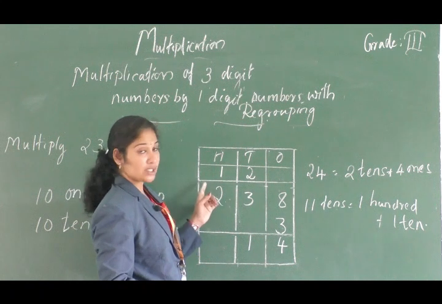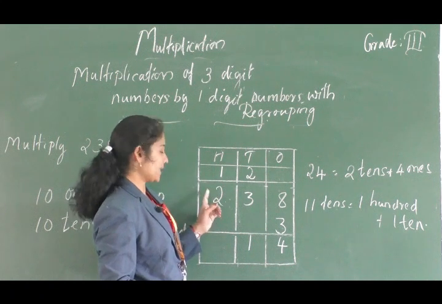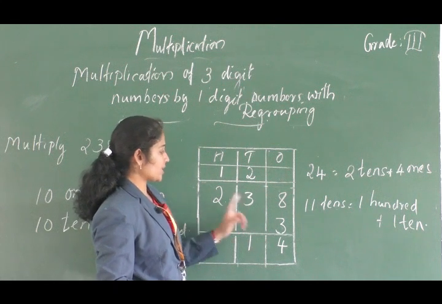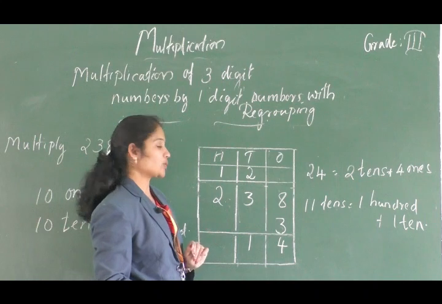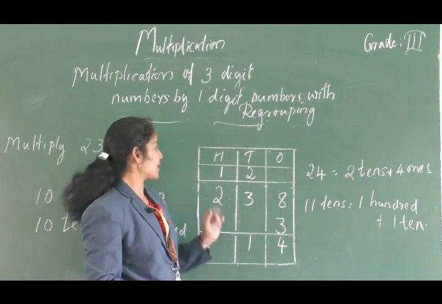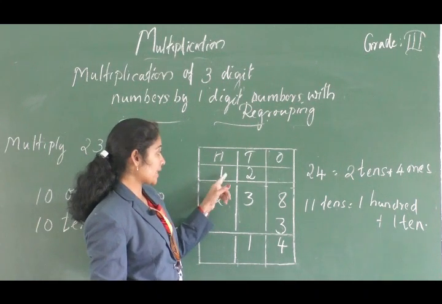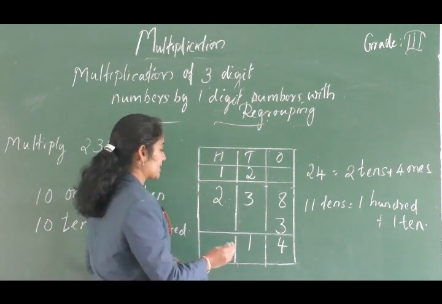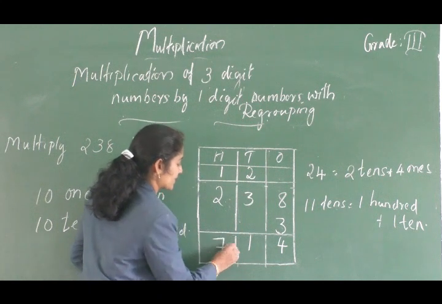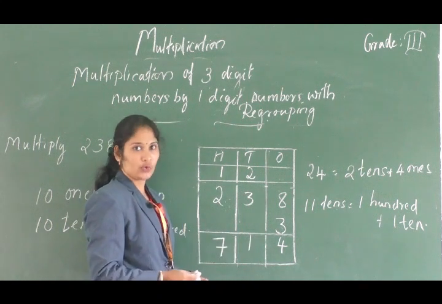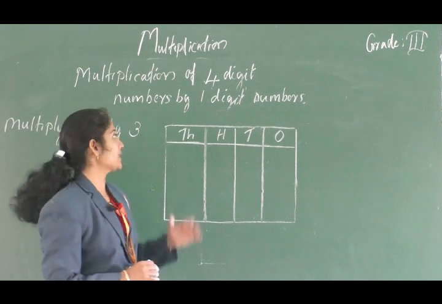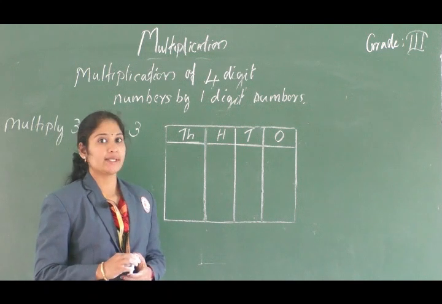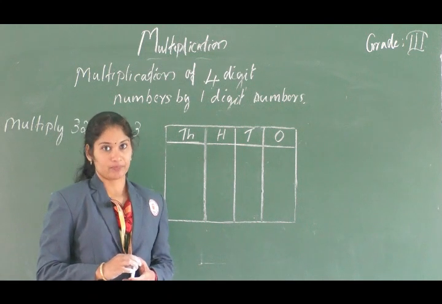Now next, which place do we have to multiply? Yes, hundreds. So we have 2 hundreds into 3. What is 2 into 3? Yes, 6. So 600 plus here we have 1 carryover. So 6 plus 1, 7. So 700. So the answer is 740.